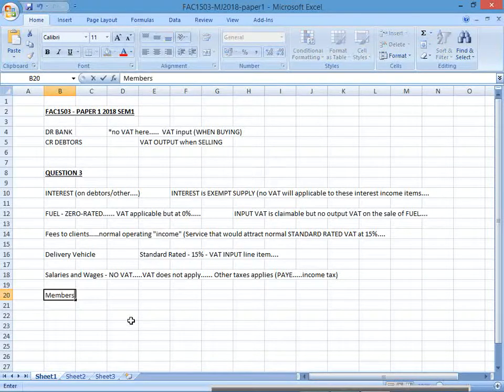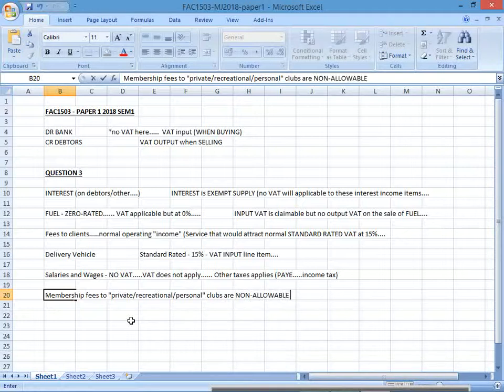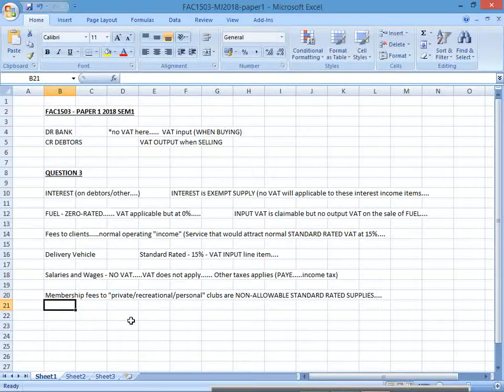Membership fees to, inverted commas, private/recreational/personal clubs are non-allowable, standard rated suppliers. Okay, so there'll definitely be VAT there.